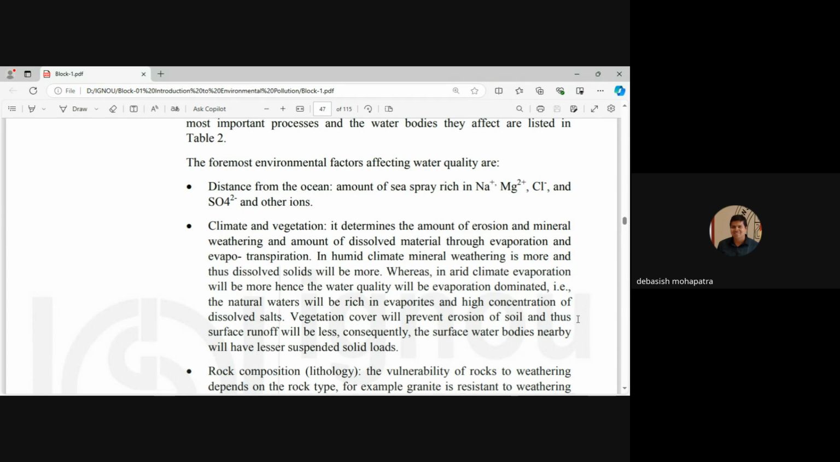Vegetation cover will prevent erosion of soil and thus surface runoff will be less. Consequently, the surface water bodies nearby will have a lesser suspended solid load. That is why it is important for us to plant trees, so that we can stop soil erosion, and when soil erosion stops, it will also decrease water pollution.